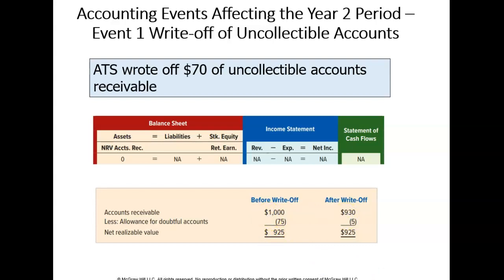the amount that was written off, but the allowance for doubtful accounts will also go down by $70 because we estimated $75 would become uncollectible. $70 did become uncollectible, so there's only $5 remaining in the allowance for doubtful accounts, but your net value is the same before and after the write-off. And again, that's because you estimated 75 would become uncollectible. So far, you've only written off $70. Does that make sense to you? Okay.